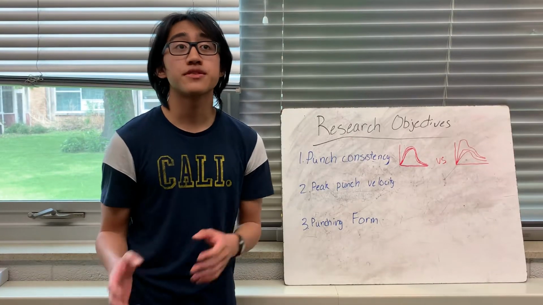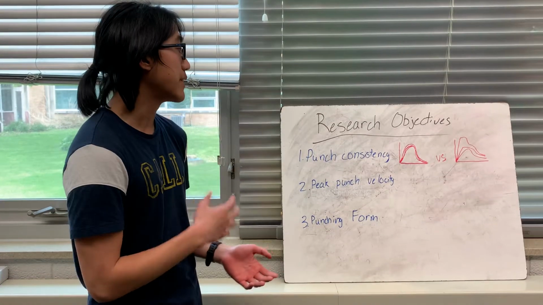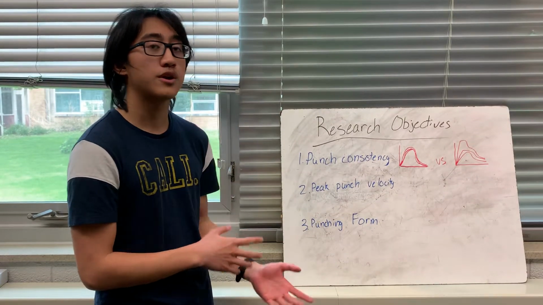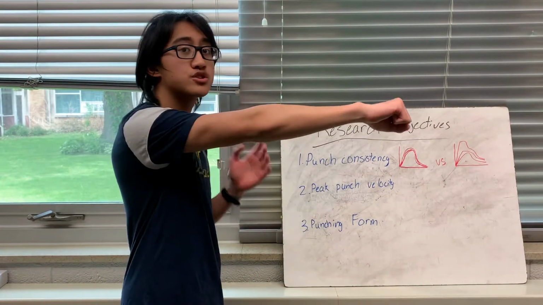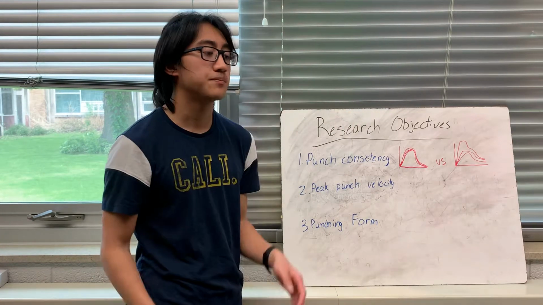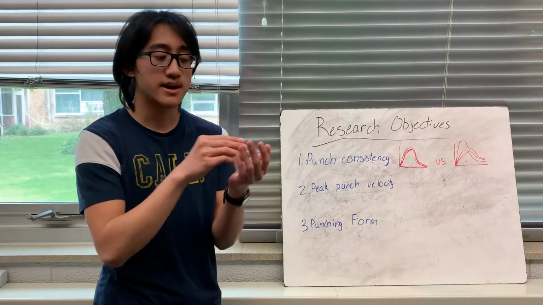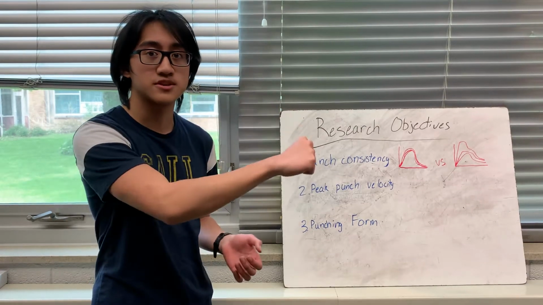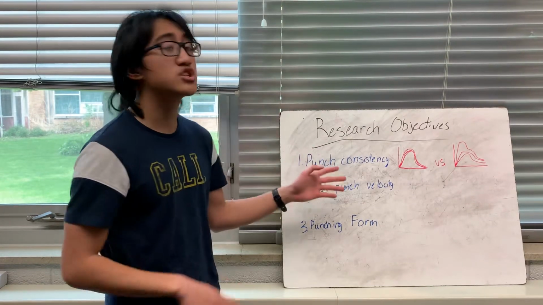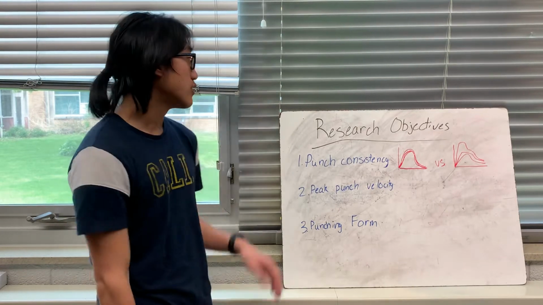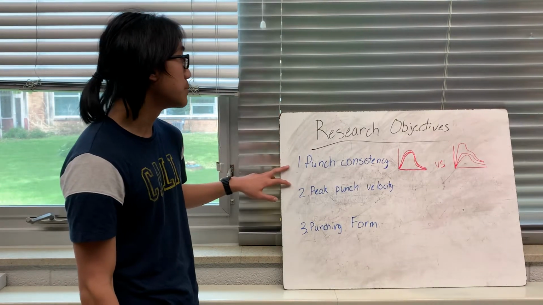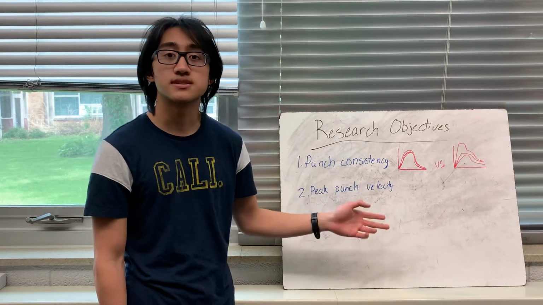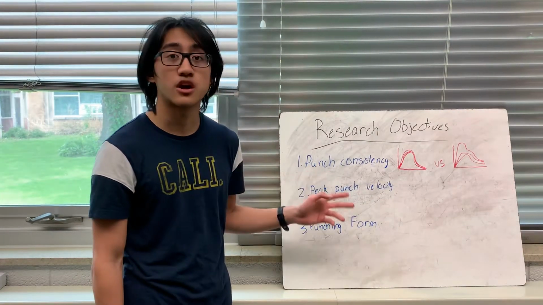So the two methods that I was using for my research are, one, frame analysis, as I explained before, where you're recording a punch perpendicular to where they're punching, and then going through the frames and locating the change in position of the person's fist. This gives me position and velocity graphs, which correlate to the first two of my research objectives: one is punch consistency and the other is peak punch velocity.